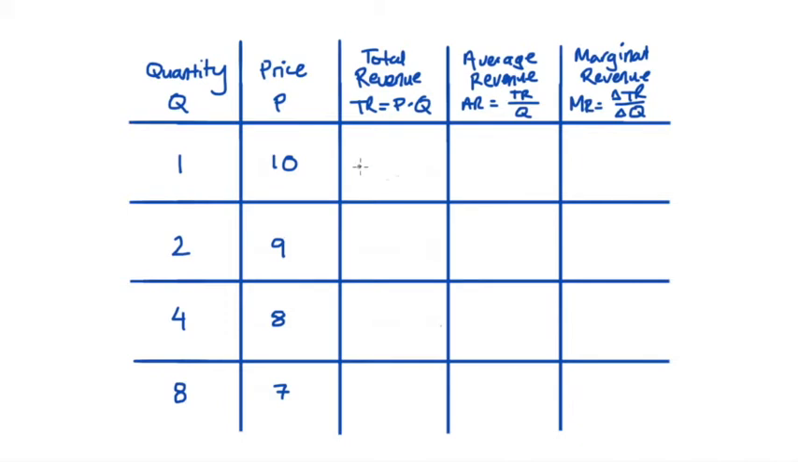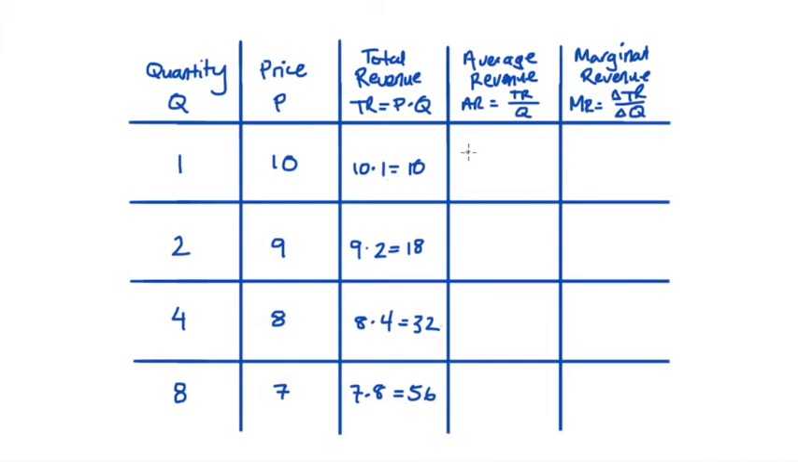We can start with our total revenue column. And remember, our total revenue is price times quantity. So here in the first line, I can do 10 times 1 is 10. Then we have 9 times 2 is 18. For our third line, we're selling 4 units at $8, so 8 times 4 is 32. And in our last line here, we have 7 times 8, which is 56. So that's our total revenue.